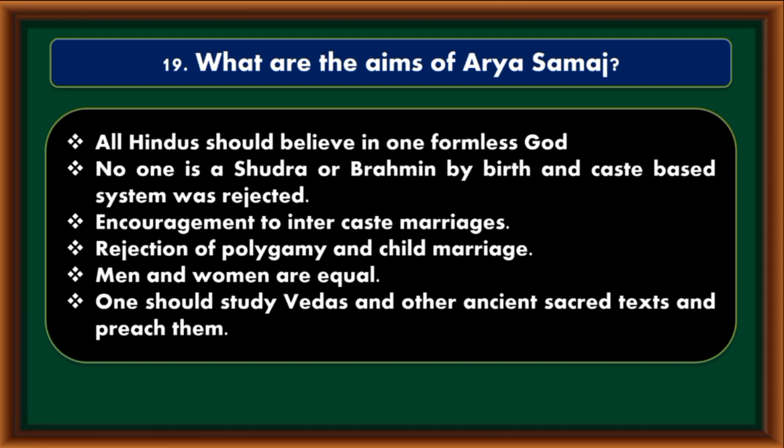What are the aims of Arya Samaj? All Hindus should believe in one formless God. No one is a Shudra or Brahmin by birth, and the caste-based system was rejected. Encouragement to intercaste marriages, rejection of polygamy and child marriage. Men and women are equal. One should study the Vedas and other ancient sacred texts and preach them.